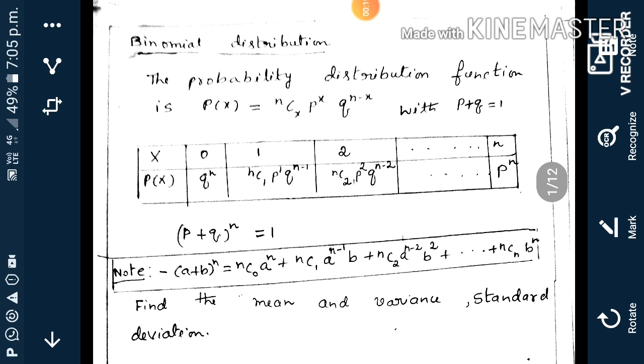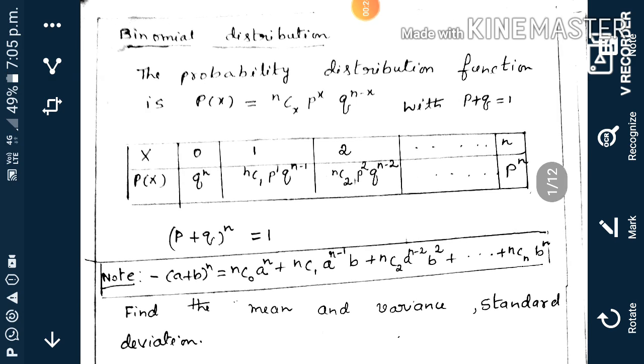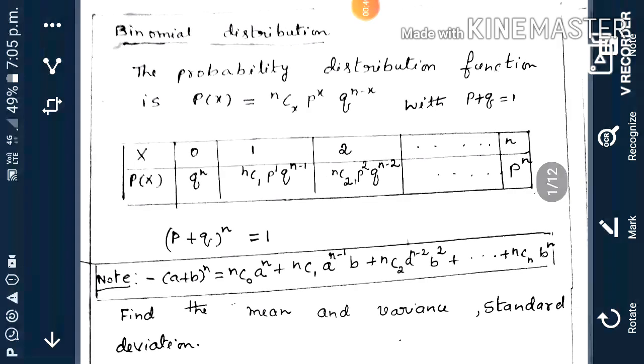So when x is 0, the first term is nC0. nC0 is 1, p to the power 0 is 1, remaining q to the power n minus 0, that is q to the power n. When x equals 1, we get the next term nC1 p to the power 1 q to the power n minus 1. When x is 2, we get nC2 p square q to the power n minus 2. When x is n, we get nCn p to the power n. nCn is 1, so remaining p to the power n. So p plus q is 1, so (p plus q) to the power n is also 1.